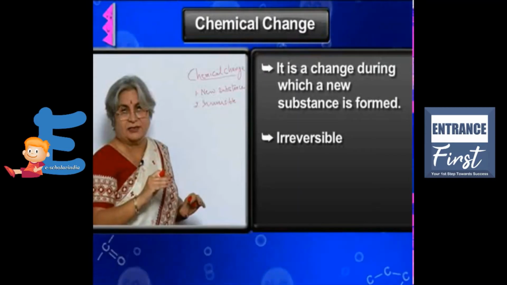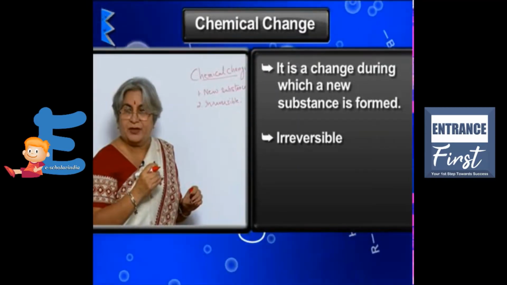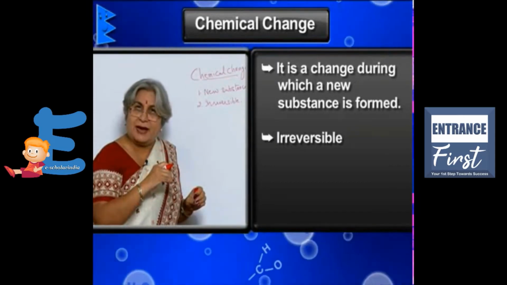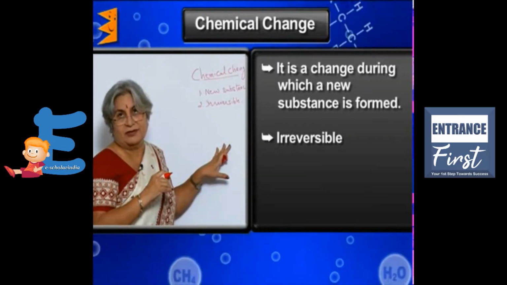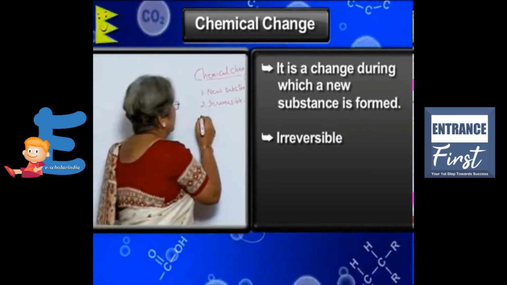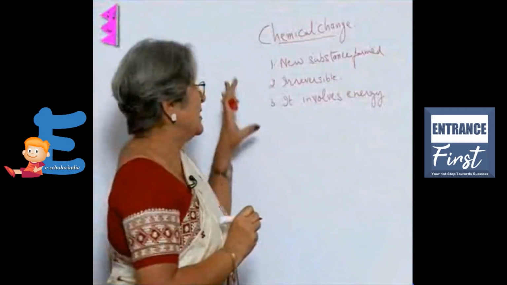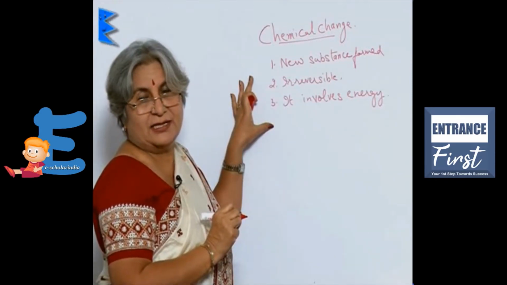We cannot change it. Just like when ice melts, it becomes water. But on freezing, water can change back to ice. However, chemical changes cannot be reversed. They are irreversible. Third, released. So these are some of the things that take place when a chemical change is taking place.